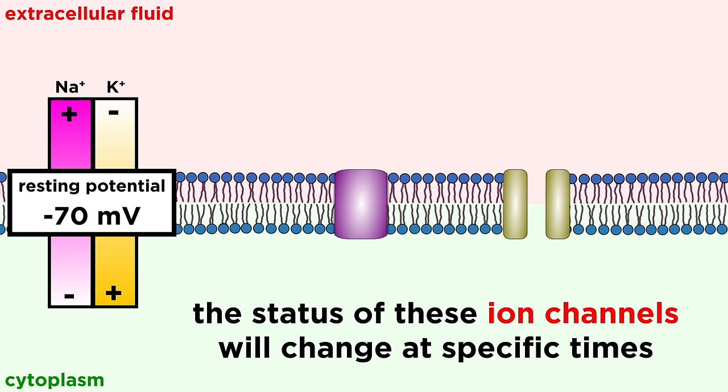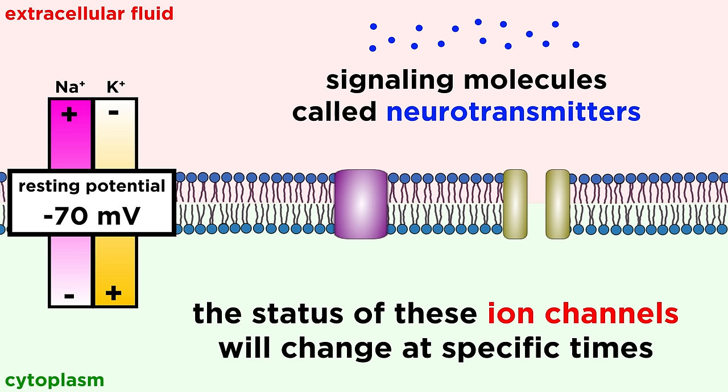But as we said, the status of these ion channels will change at specific times, and this is mediated by signaling molecules called neurotransmitters. Later in the series, we will do a comprehensive survey of all the different neurotransmitters, but for now, let us just consider them in a very general sense.